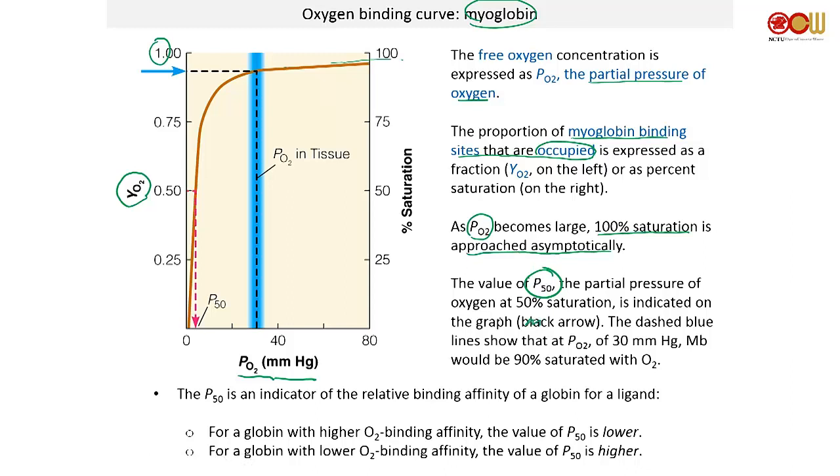Cross out the black arrow. I don't think this is black. It's indicated on the graph. So when you reach about half saturated at this particular concentration, we just call that P50.